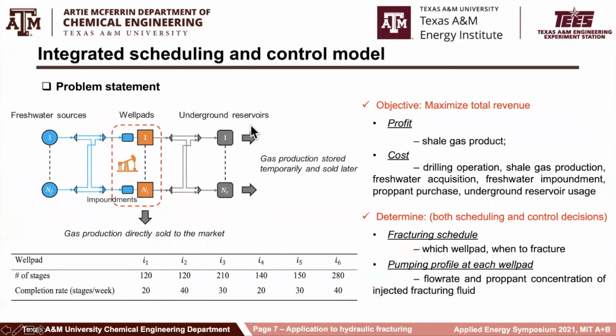So in this study, we consider a simplified shale gas production with a superstructure like this. Note that the candidate well paths are different in the number of stages, the completion rate of the crew for fracturing, and also the pumping profile. The objective is to maximize the total revenue by simultaneously determining the fracture schedule and the pumping profiles.